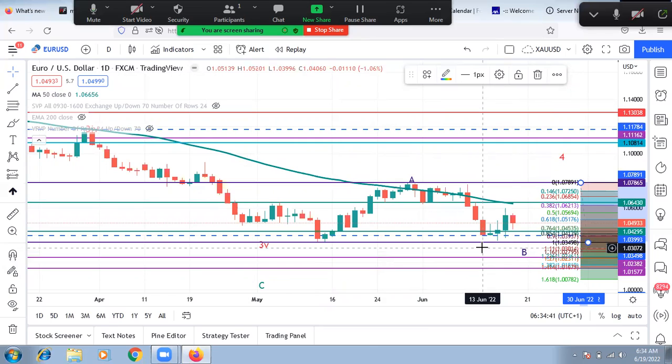It's telling us this is correction. So now we know that it can either be an extended flat or a running flat. In an extended flat, B wave can be 123 or 141.